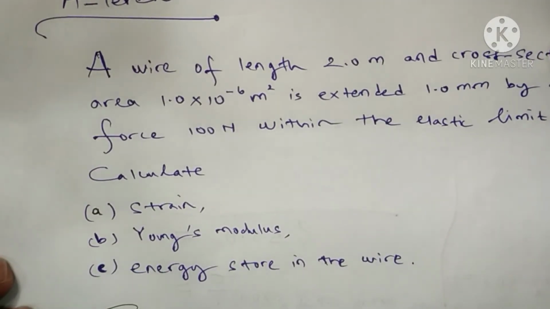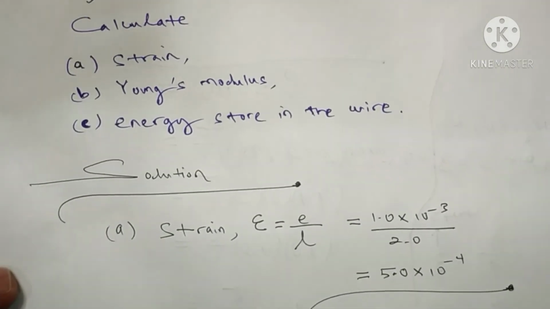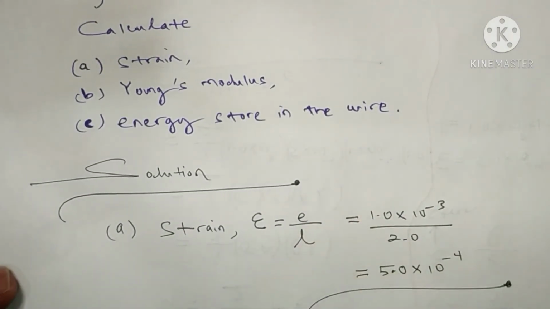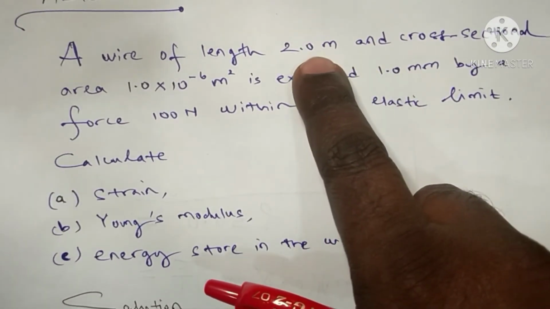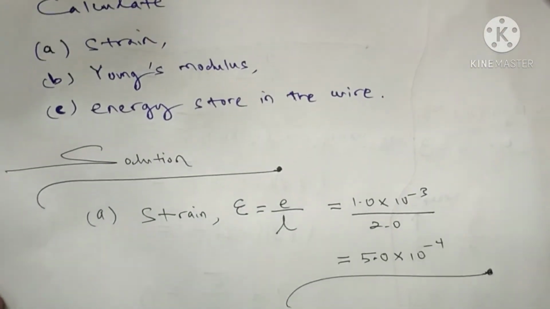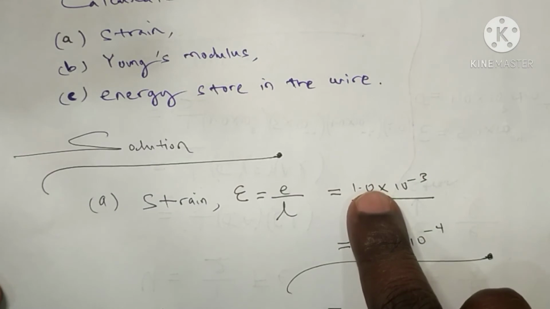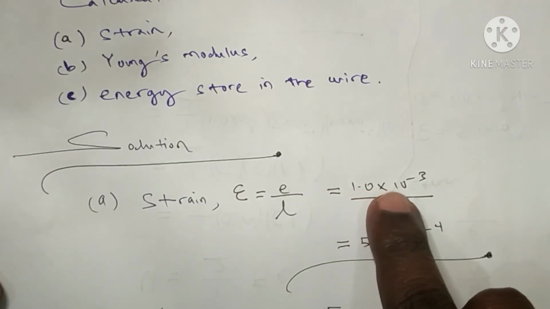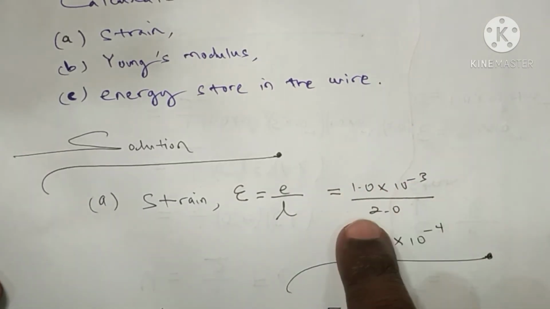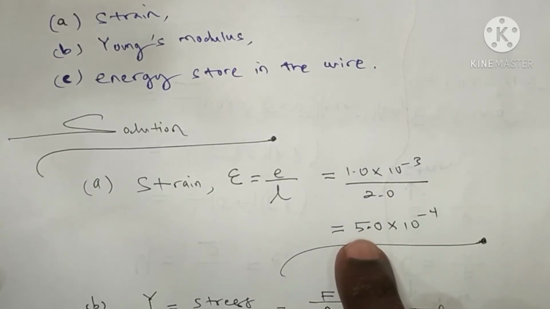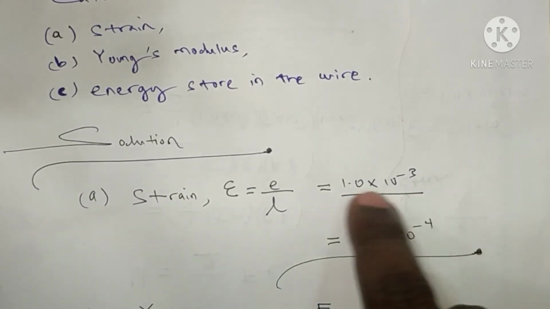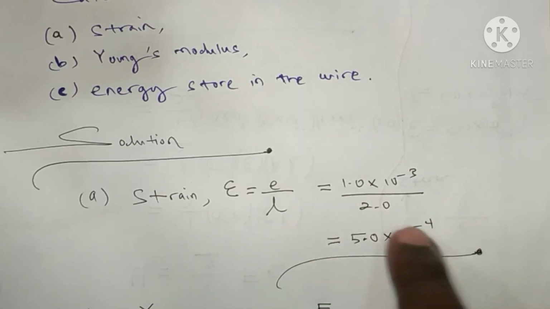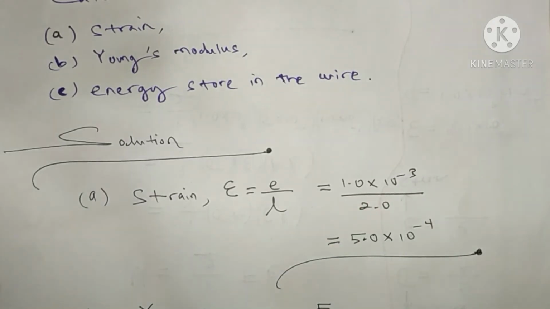For A, strain is the extension per unit original length. The extension here is 1 millimeter and the original length is 2 meter. So convert to meter: 1.0 times 10 to the power -3 meter divided by 2 meter, and you will get 5.0 times 10 to the power -4. It is dimensionless. Strain is dimensionless without unit.